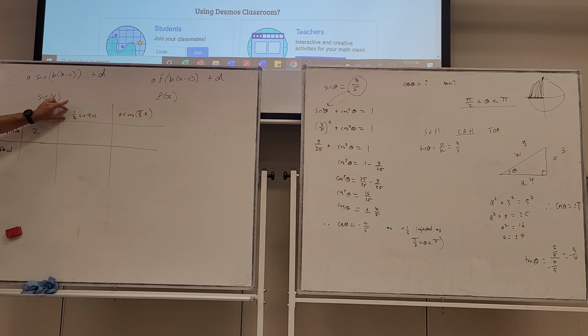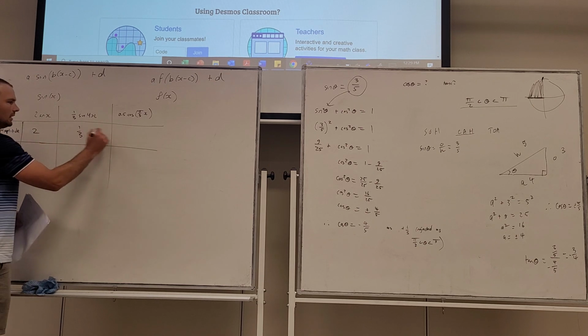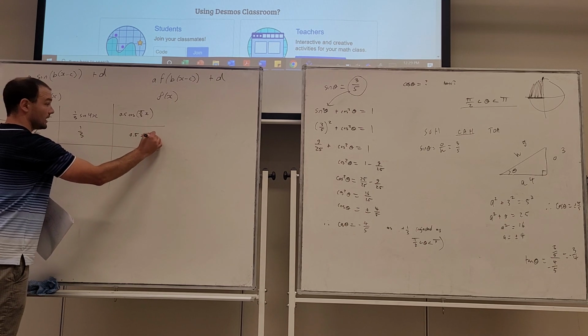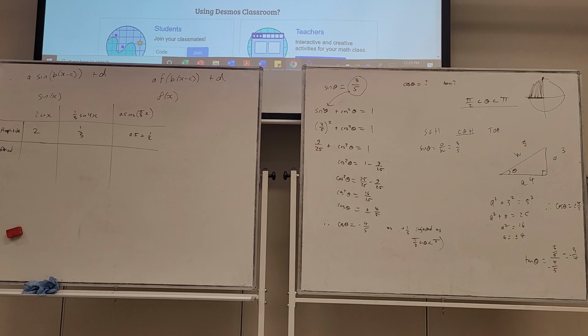A third, it's going to be a third, okay? We're multiplying every sine of 4x value by a third, and then the last one, half. 0.5 is equal to half, okay? So that's a conversion that we will use a bit.